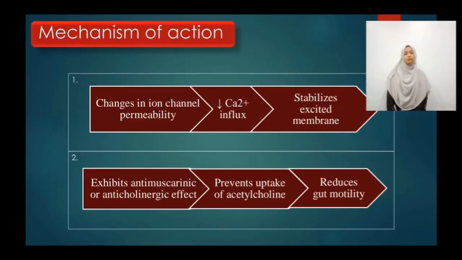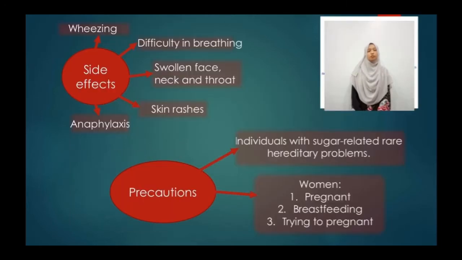The exact mechanism of action of mebeverine is still unknown, but there are several mechanisms that may produce the antispasmodic action of this drug. Firstly, changes in ion channel permeability, where it causes a decrease in calcium ion influx and causes the excited membrane to be stabilized. Second, it exhibits an antimuscarinic or anticholinergic effect, where it prevents the uptake of acetylcholine, causing a reduction in gut motility. Those who consume this drug may have side effects like wheezing, difficulty in breathing, swollen face, neck and throat, skin rashes, and in rare cases anaphylaxis.